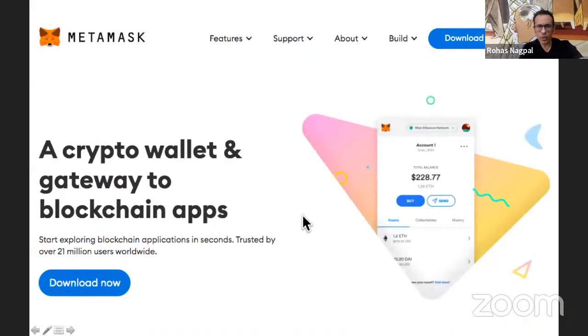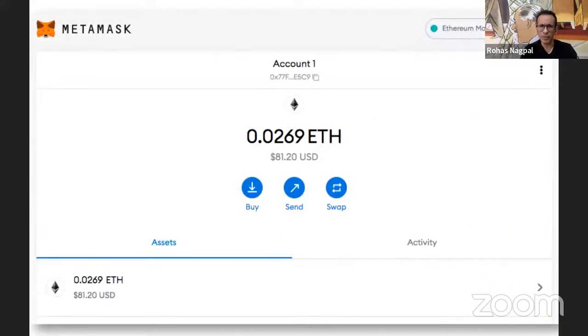Then we have other kinds of wallets. So let's take an example of something called the MetaMask wallet. MetaMask is a browser extension which you can download for free, very, very popular. And once you open it up, you can create multiple accounts in it. Then it can show you for each account what your balances are.